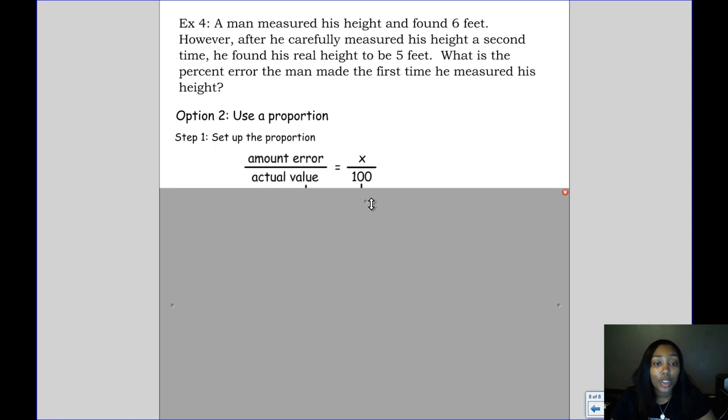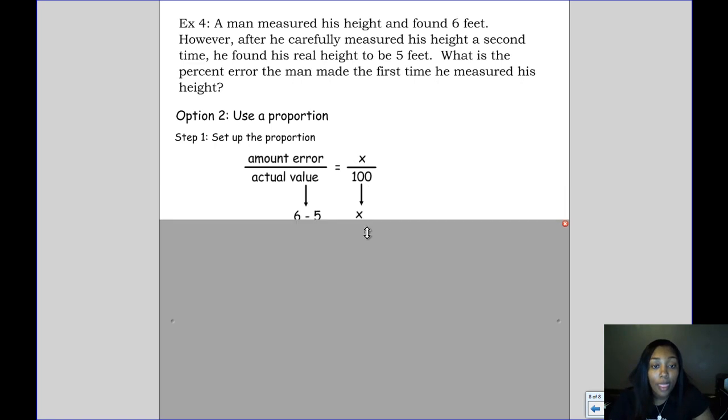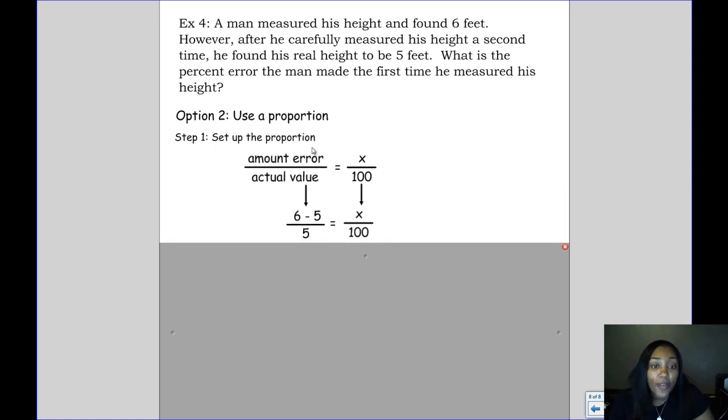And when we set the proportion up, we're going to set it up as the amount of error over the actual value, and it's going to be equal to our percent ratio. This time the percent is the value that we don't know, so we're going to use x for the percent. And remember, we always put our percent ratio over 100. So we'll start by figuring out the amount of error. He measured the height to be 6, but then found his actual height to be 5. So we're going to do 6 minus 5 to get the amount of error. And then the actual value, or his actual height, was 5. So that's going to be at the bottom of our ratio. And then again, our percent ratio will be x over 100.